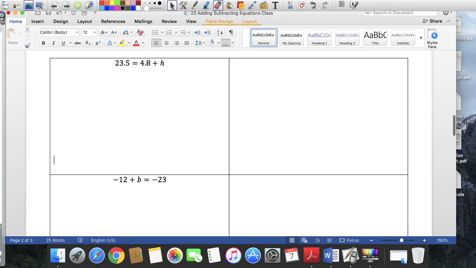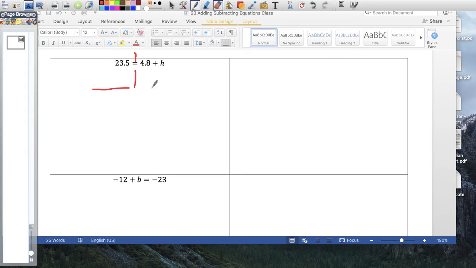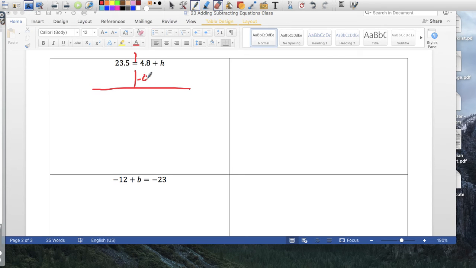This one's a decimal, so it's pretty simple. Draw a line, minus 4.8, minus 4.8. This becomes 0, and H comes down. So over here I have 23.5 minus 4.8.